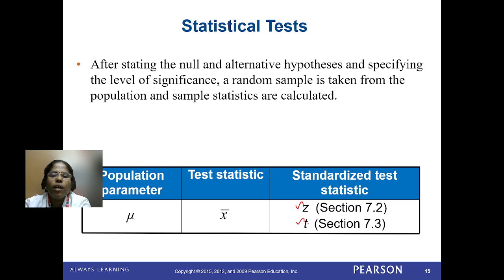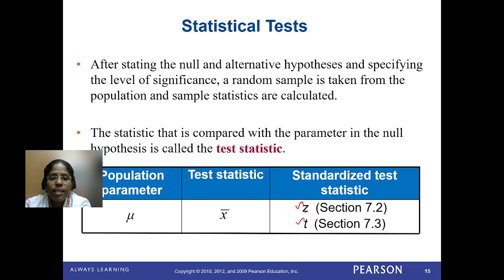Okay. What is meant by standardized test statistics? After stating the null hypothesis and alternate hypothesis, and specifying the level of significance, a random sample is taken from the population and sample statistics are calculated. The statistic that is compared with the parameter in the null hypothesis is called the test statistic. So here the test statistic we take is for the mean, population parameter mu. So the standardized test statistics are the Z test and T test.